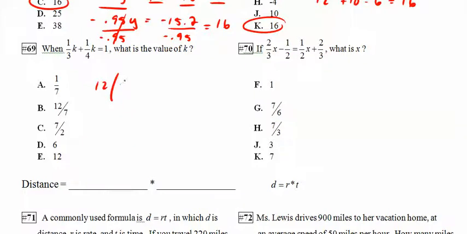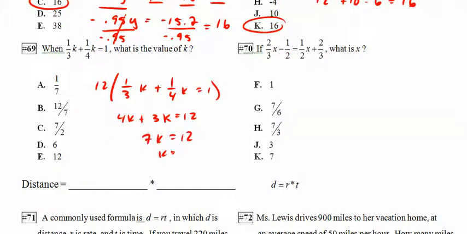3 times 4 is 12. That's the bottom of the fraction. And you don't have to do it this way. It's just handy. Distribute 12 to everything. You get 4k plus 3k equals 12. 7k equals 12. K equals 12 sevenths.